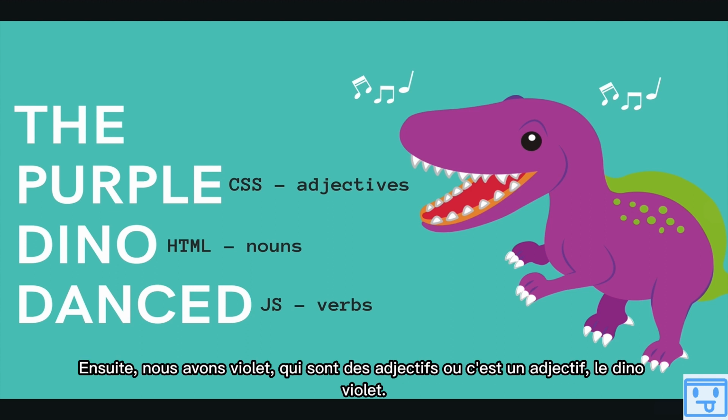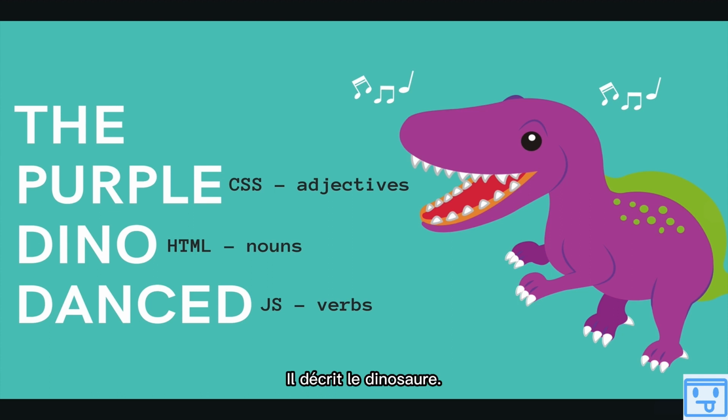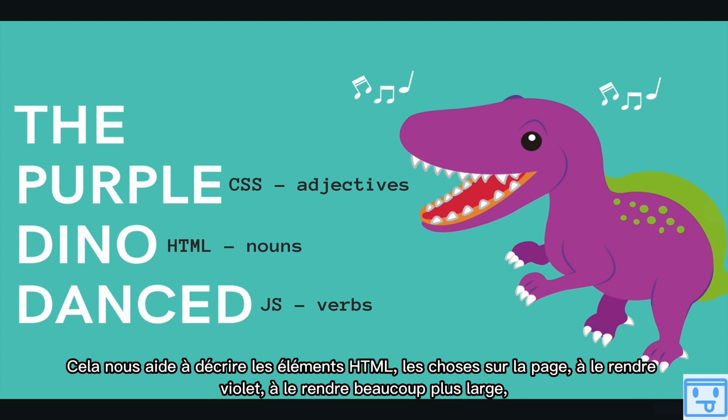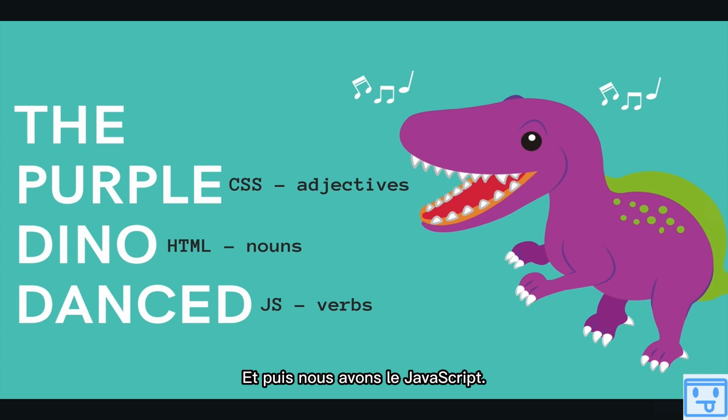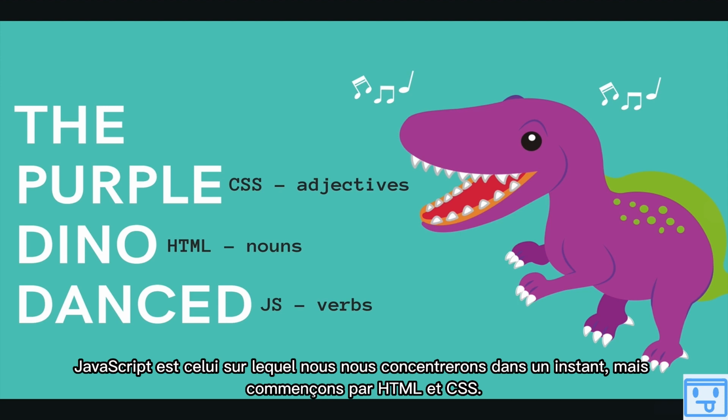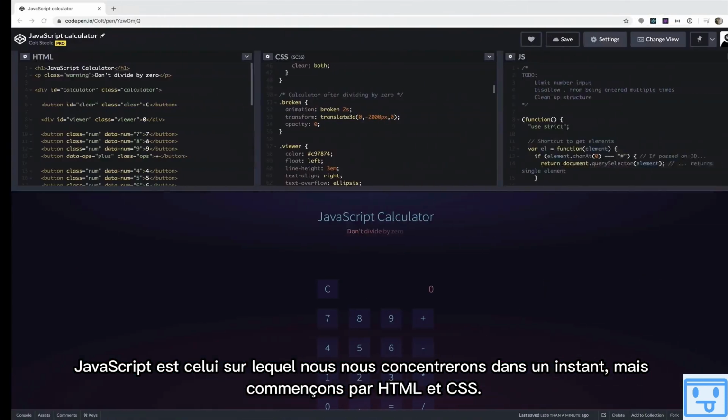Then we have purple, which is an adjective. The purple dino, it describes the dinosaur. That is what CSS does. It helps us describe HTML elements, things on the page. Make this purple, make this much wider, change the font size, give it a border, give it a shadow. And then we have the JavaScript, the verbs here, danced. The purple dinosaur danced. It's the action, the things that it's doing. JavaScript is one we'll focus on in just a moment, but let's start with HTML and CSS.